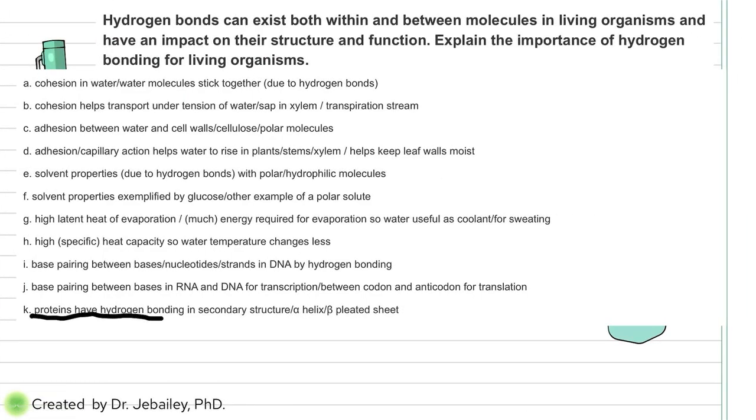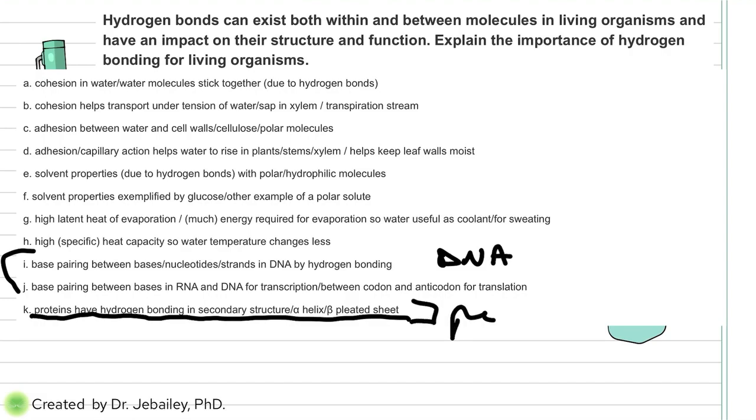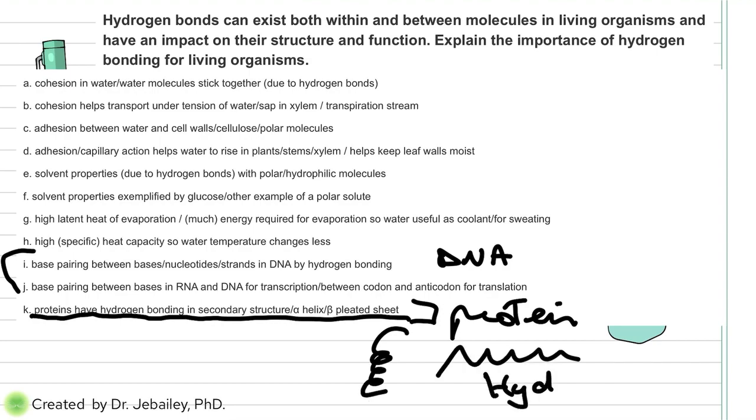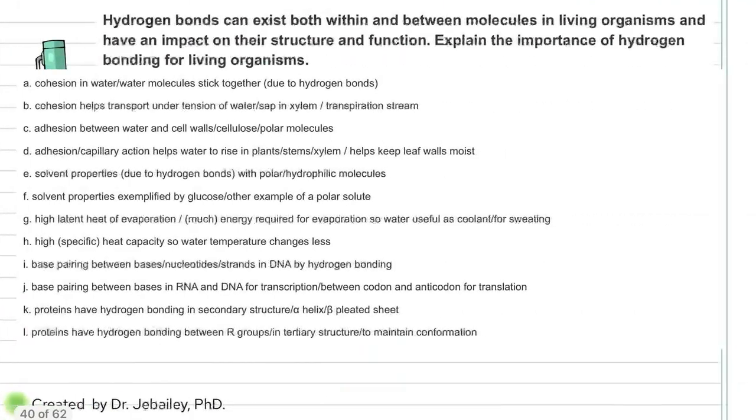So proteins have hydrogen bonds in a secondary structure, such as the alpha helix. Again, this is not anymore. These two are about DNA, and this one was actually talking about the protein. If you remember, there were the alpha helix and the beta sheets. These have to do with hydrogen bonds going on between the amino acids, so again, it has nothing to do with the water. They also have hydrogen bonding happening between the R groups in the tertiary structure. So again, we're going for the third structure of proteins.